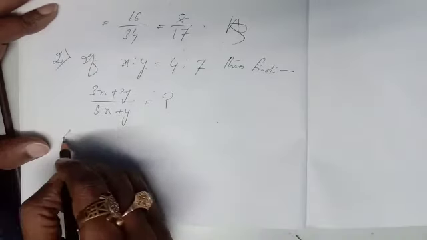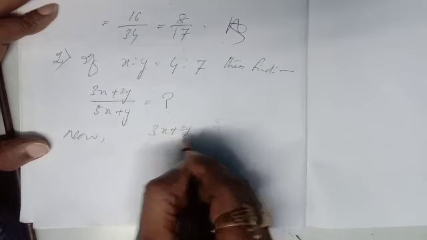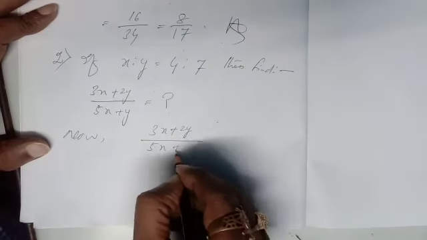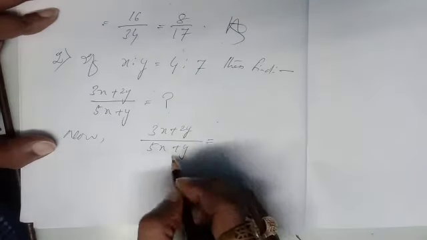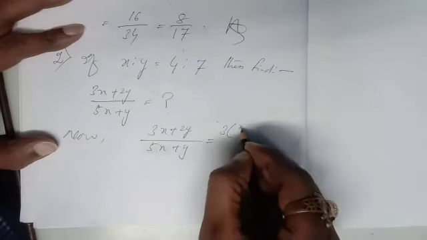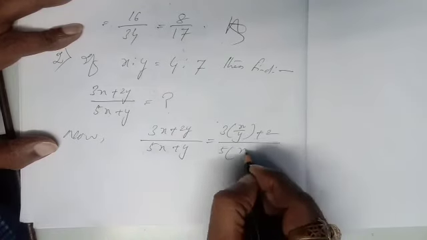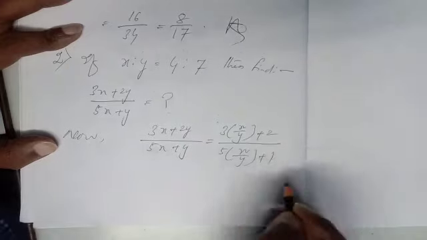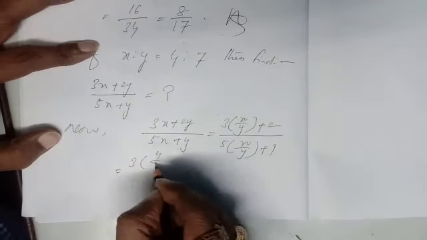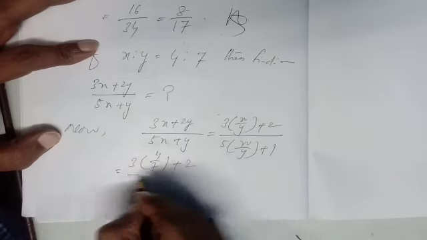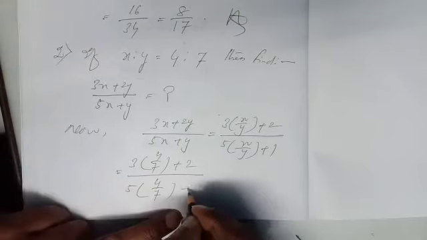Now, first of all, what do you have to find out? 3x plus 2y and 5x plus y. If I divide by y in both numerator and denominator, what will we get? 3x by y plus 2, and here it will be 5x by y plus 1. Now put the value of x by y, how much is given? 4 by 7. So 3 into 4 by 7 plus 2. Here also the same thing, 5 into 4 by 7 plus 1.